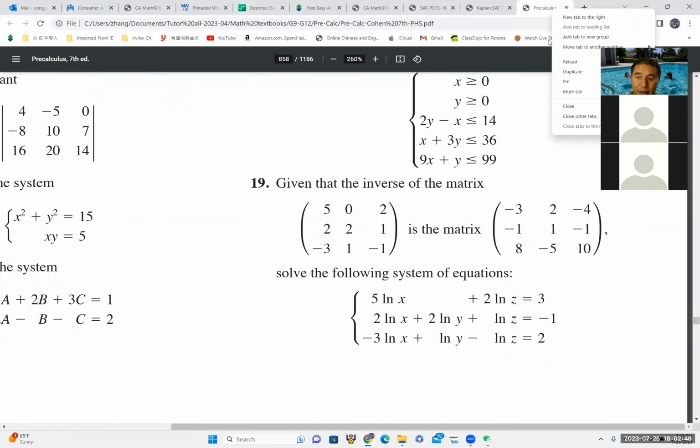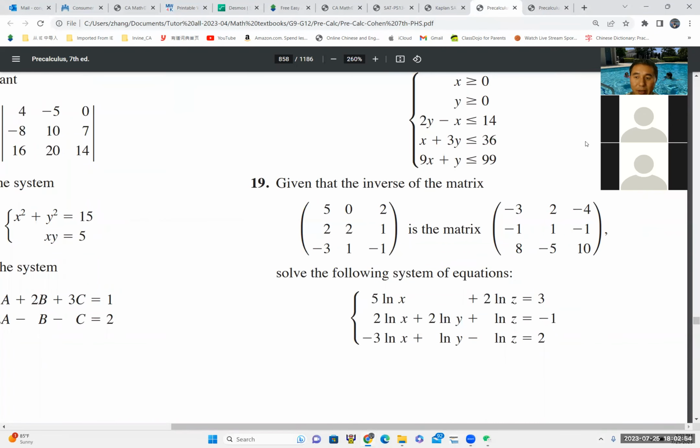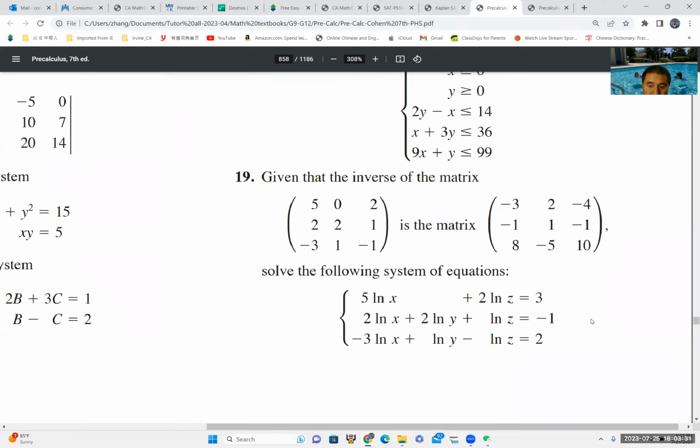Okay, so let's duplicate it. We may go to see the answer. Anyway, let's see here. Given that the inverse of the matrix is the matrix, its inverse is this, right? The second one. Solve the following system of equations. So remember, we should use the inverse matrix. Solve the following equation.